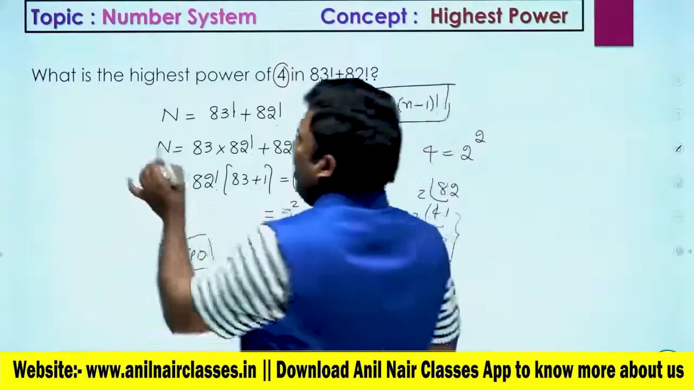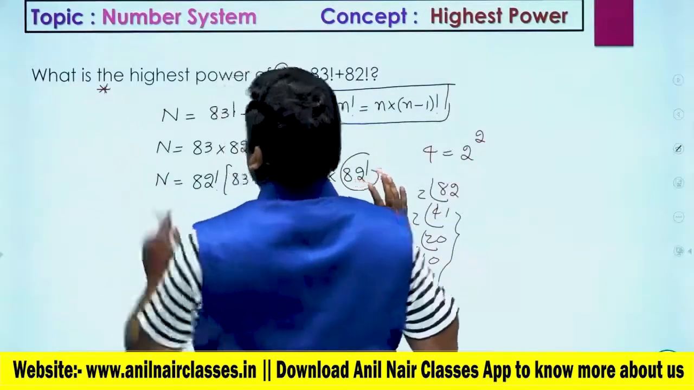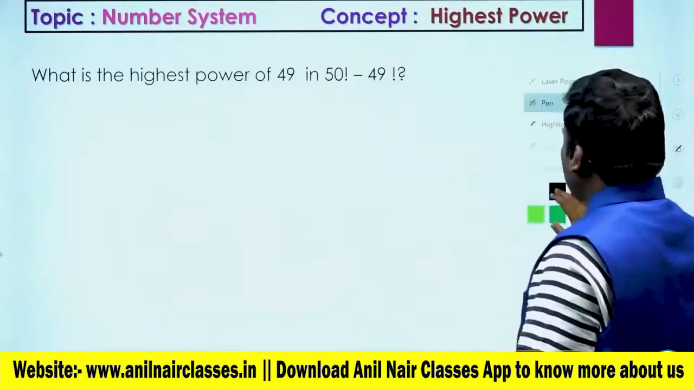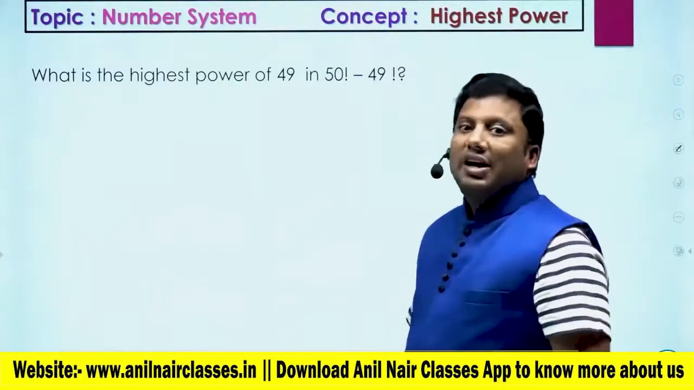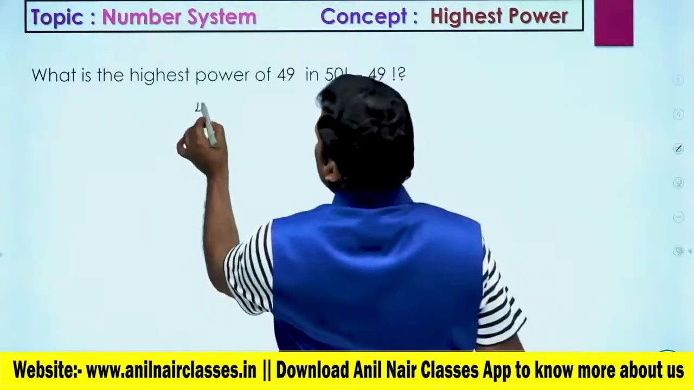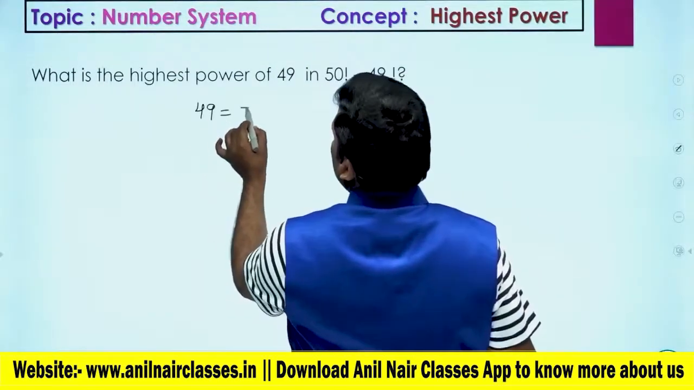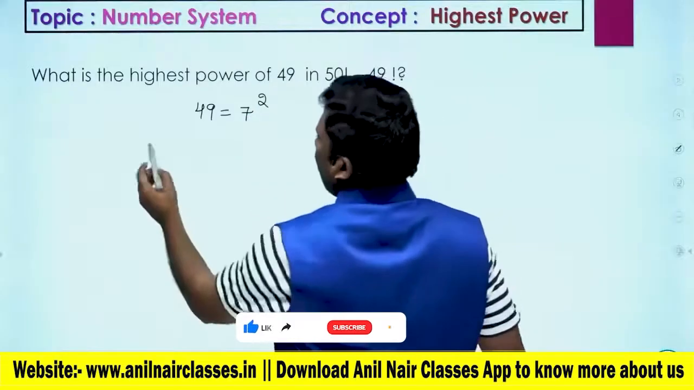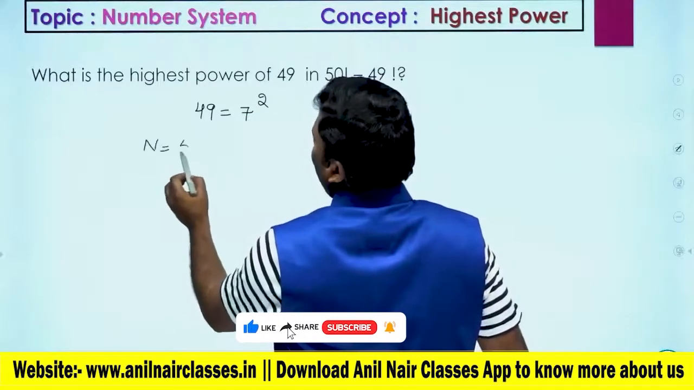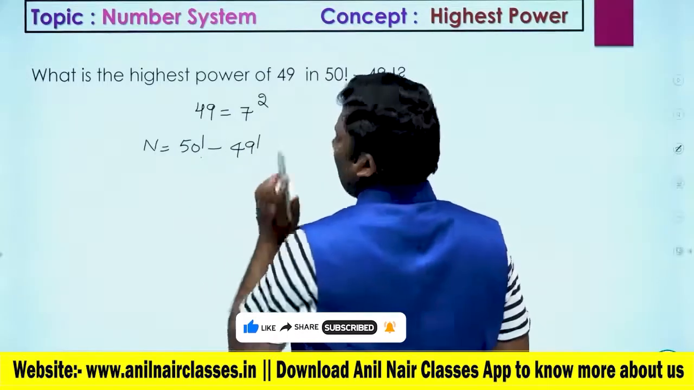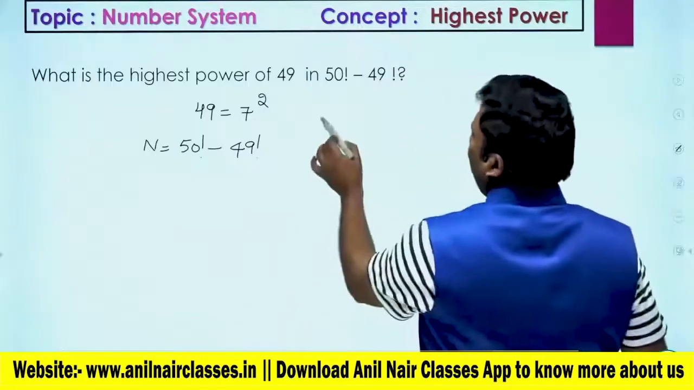Very good question. In session number 1, we did a similar question. Let us see this question. Highest power of 49 in 50 factorial minus 49 factorial. Step number 1: 49 is a composite number. It can be written as 7 square. The number given in the question is 50 factorial minus 49 factorial.